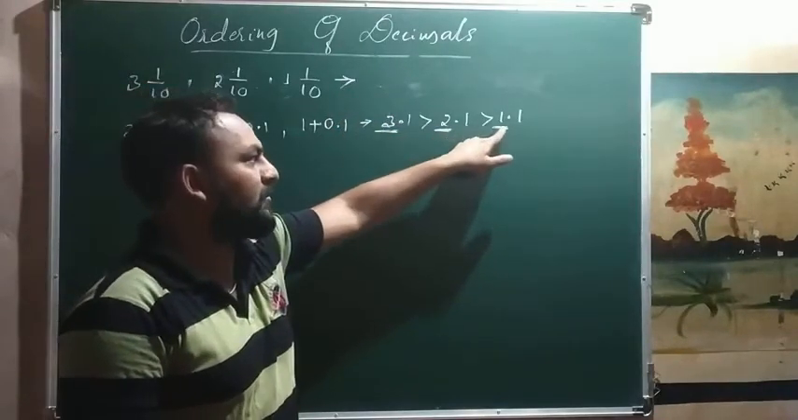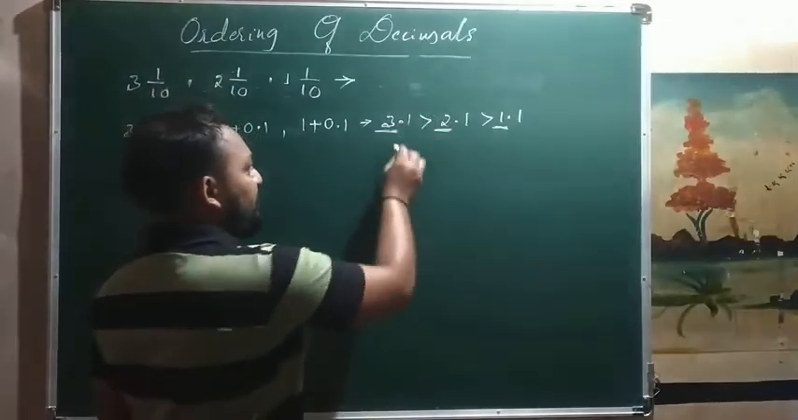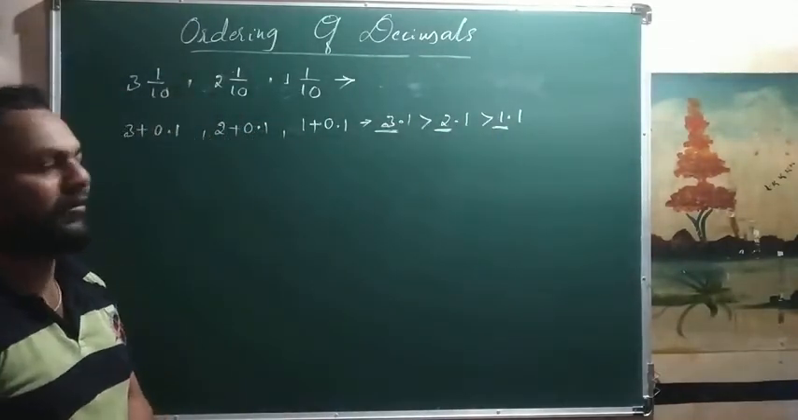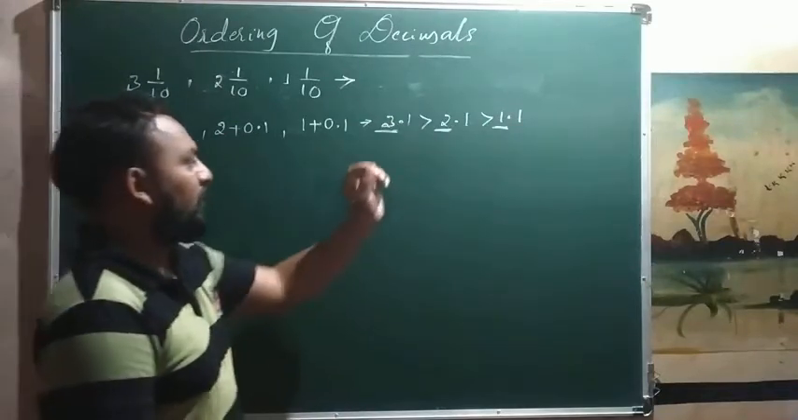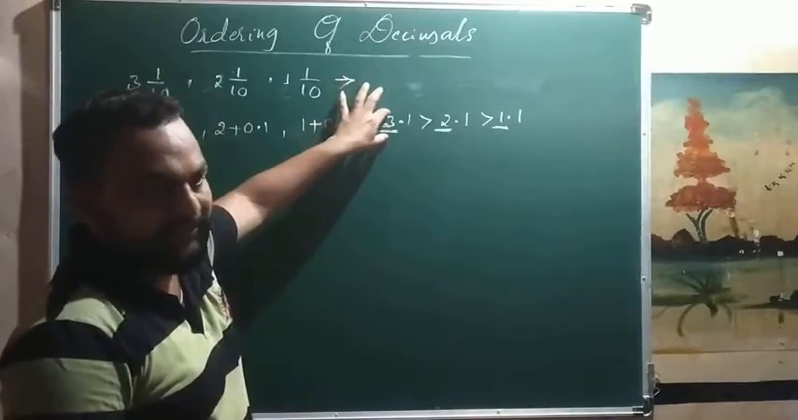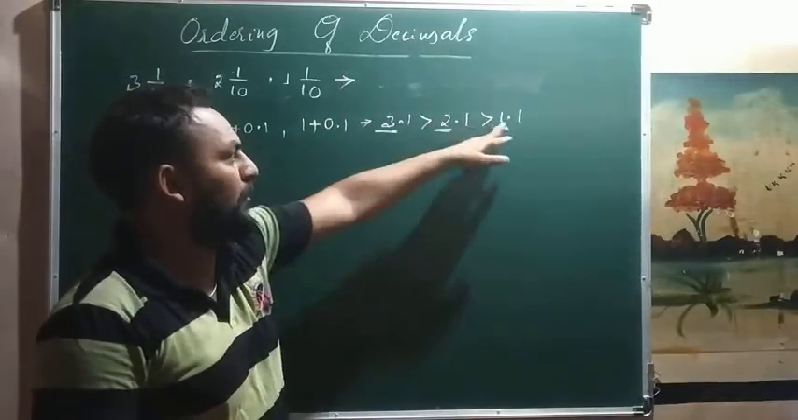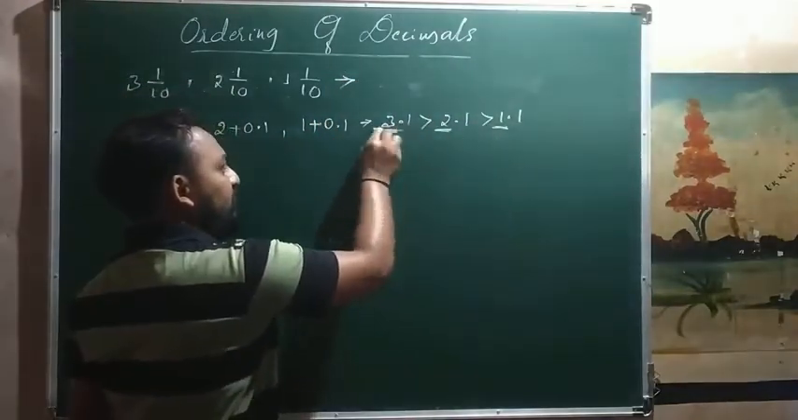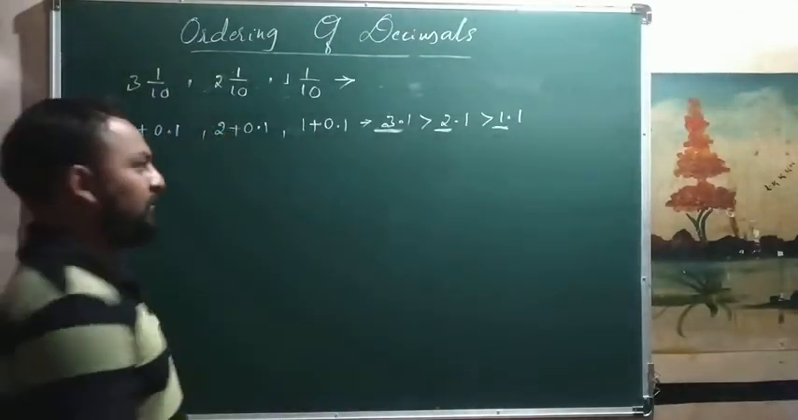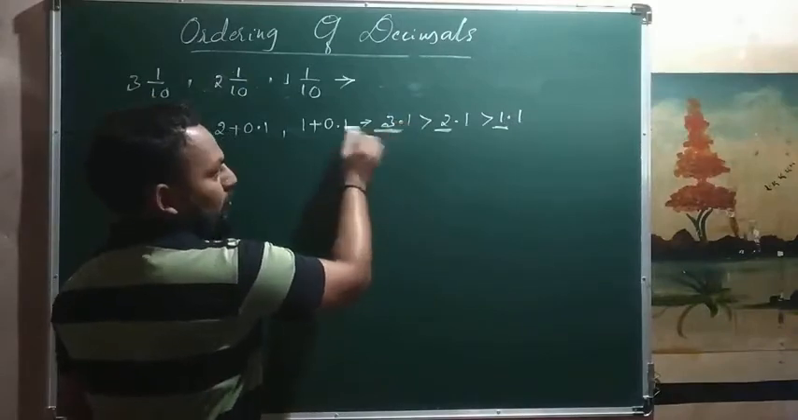Comparing all three numbers, which digit of the whole number portion is greater? Comparing 3, 2, 1, 3 is the greater number. That is the whole number portion, the part before the point.